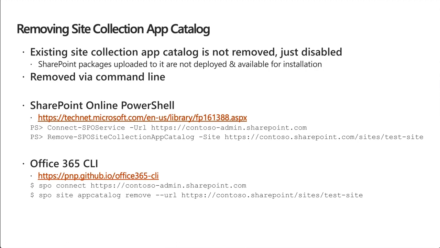True to SharePoint's nature, it doesn't by default delete data or content. And so the document library is left, as are all of the SharePoint packages. So it may look like when you remove it that nothing happens, but if you tried to deploy a new SharePoint package, you would see that it would not get installed. It would just sit there like you were uploading it to a normal document library. If you really wanted to remove it, you would first remove the site collection app catalog by running one of these commands using SharePoint Online PowerShell or the Office 365 CLI, and then you could go in and delete the document library.